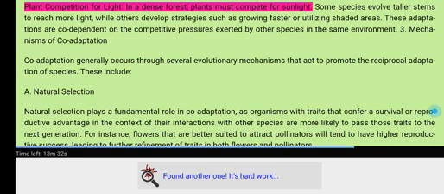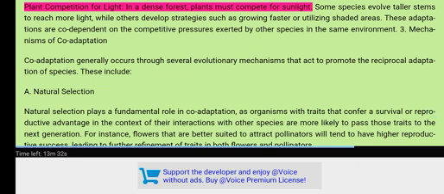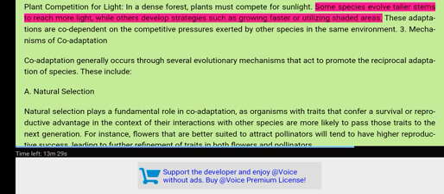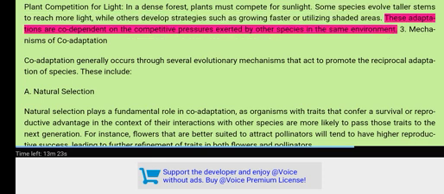Example. Plant competition for light. In a dense forest, plants must compete for sunlight. Some species evolve taller stems to reach more light, while others develop strategies such as growing faster or utilizing shaded areas. These adaptations are codependent on the competitive pressures exerted by other species in the same environment.